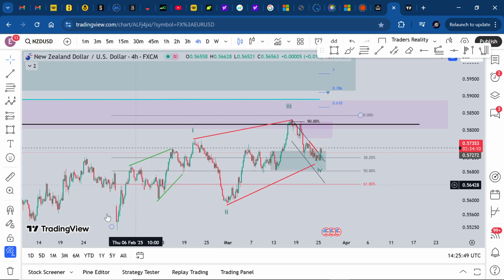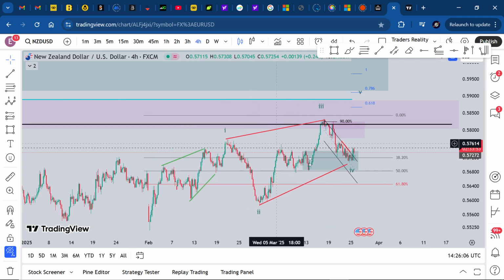We got leading diagonal, so that's like a zigzag. Yeah, it's a zigzag. 5, 3, 5. In 1, in 2, 3. Okay, that's another zigzag. These are the rules. 3 is shorter than 1. 4 is shorter than 2. That's the rules. We've hit demand.